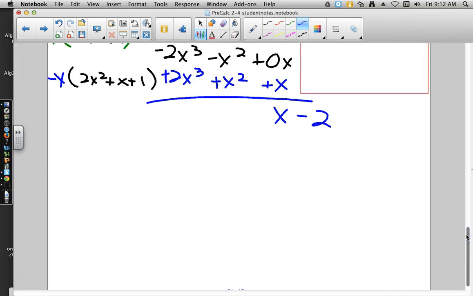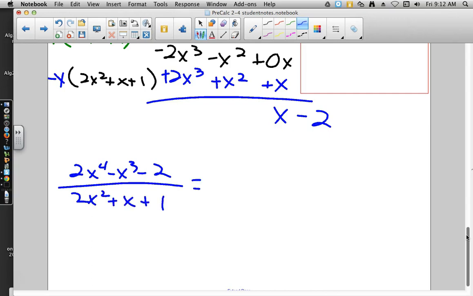Originally, our problem was 2x to the 4th minus x cubed minus 2. We were dividing that by 2x squared plus x plus 1. And what we got was our answer up there a second ago, which was x squared minus x. And then we had our remainder, plus x minus 2 over 2x squared plus x plus 1, our divisor.